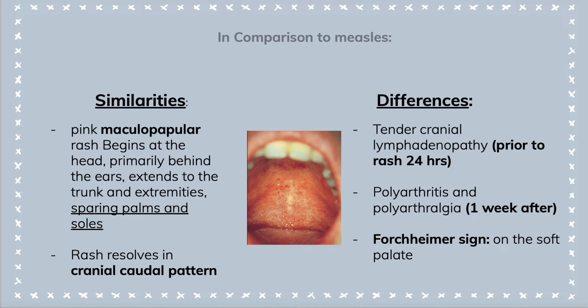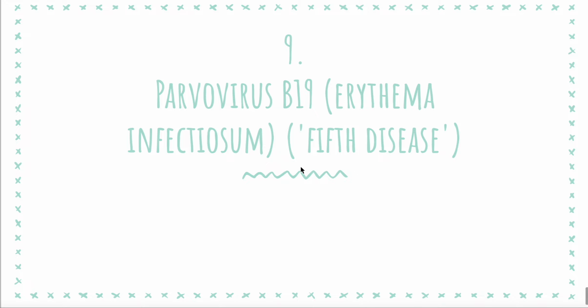And they come with something called the Forchheimer sign, which is a mucosal rash, as you can see on the soft palate. So in the measles, we have Koplik spots. In the rubella, we have this rash. So be careful. Okay. Our ninth entity is the Parvovirus B19, also known as erythema infectiosum or fifth disease.